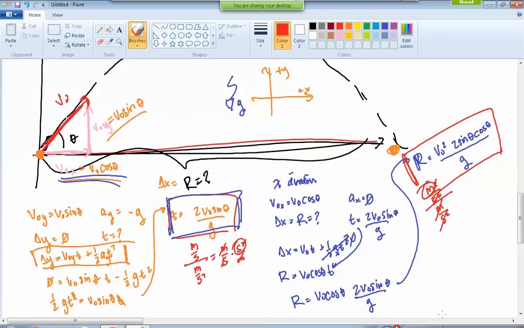I'm just wondering, how come we put the v naught squared in front of the 2? Just because I like combining the like terms. Because I'm multiplying all of this stuff. I'm multiplying v naught times cosine theta times 2 times v naught times sine theta. I can rearrange it all out anytime, any way I want. Alright. In fact, you guys, who's taking trig here?